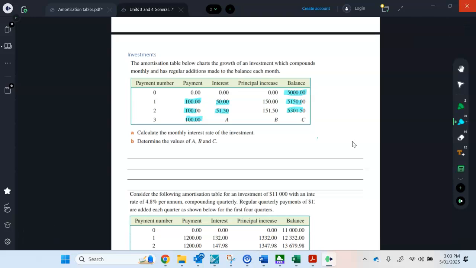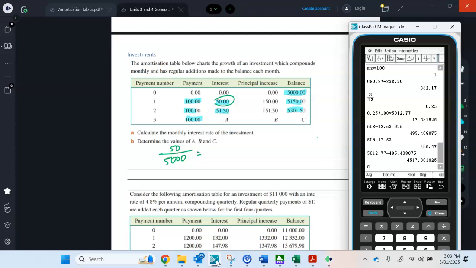All right, so the monthly interest rate. For this one, they haven't told us what the annual interest rate is. So here is one where we would have to actually work it out from the table. So we've got $50, and that is a portion of our original, which is 5,000. So just 50 over 5,000.